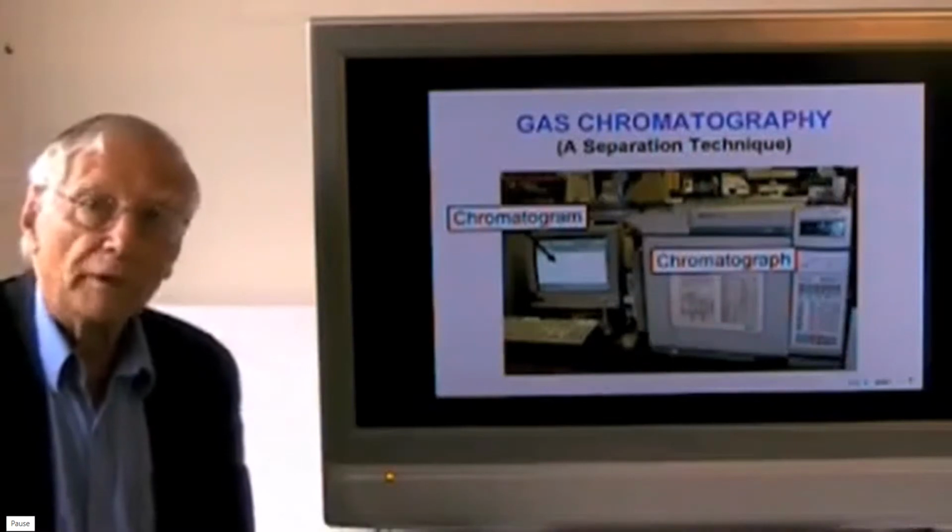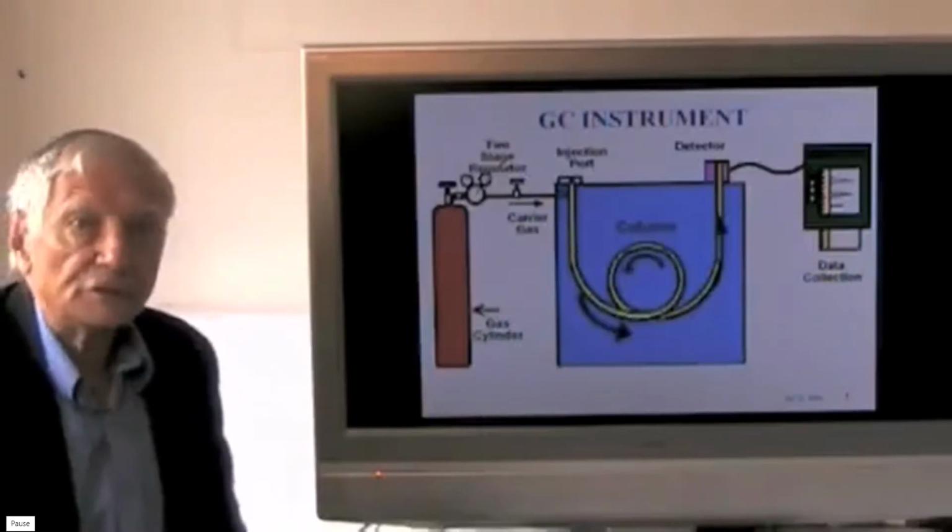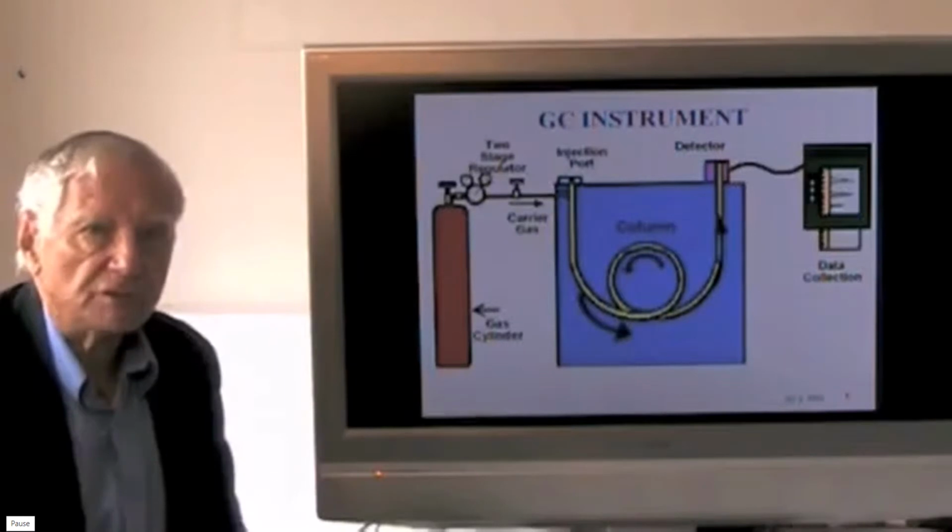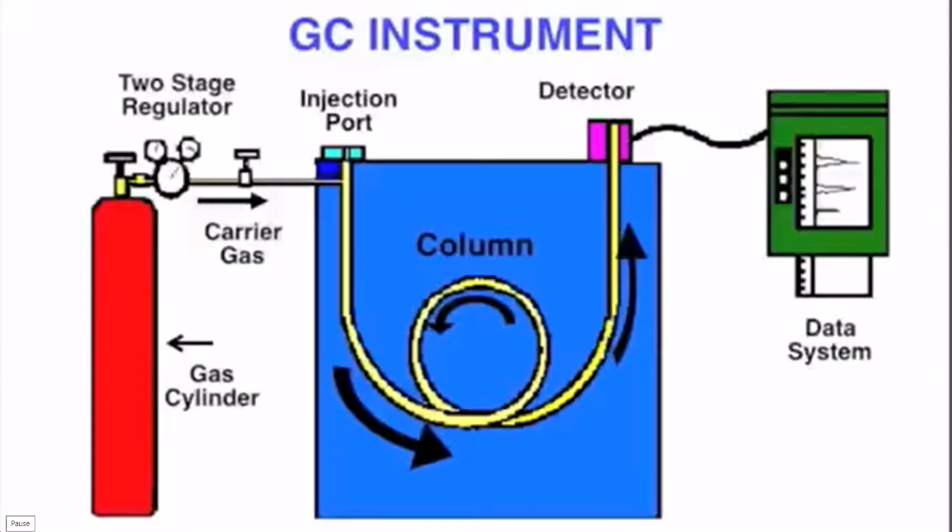Hello, I'm Harold McNair. In this section we want to talk about the instrumentation, the parts of the gas chromatograph. We've shown you this overview earlier: the carrier gas, injection port, the column, the detector, and the data system. In this short section we would like to give you more details.